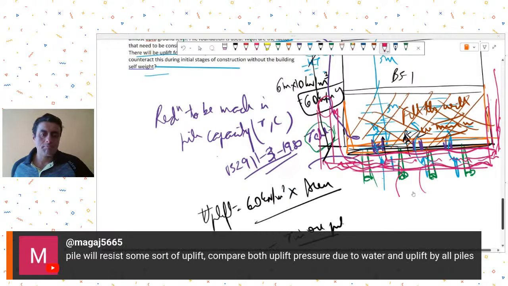Mr. Magaji is saying pile will resist some sort of uplift. Compare both uplift pressure due to water and uplift. Correct. So your piles are also going to resist some uplift forces. So you need to provide this arrangement for the balance only. Yeah, very nice. So this was Engineer Nihal.